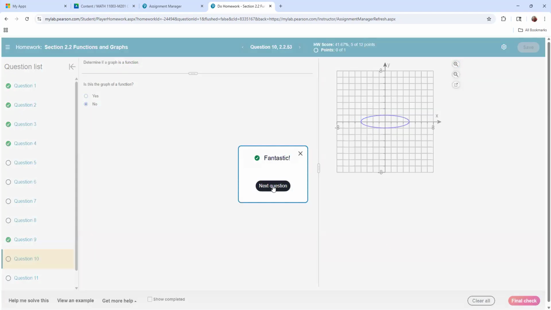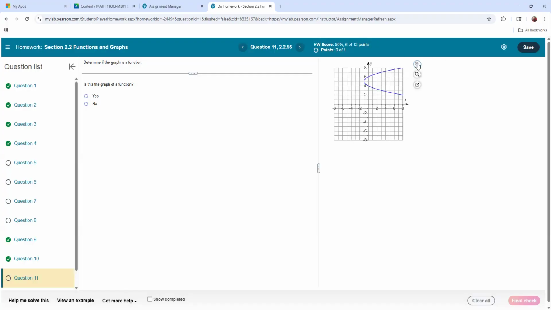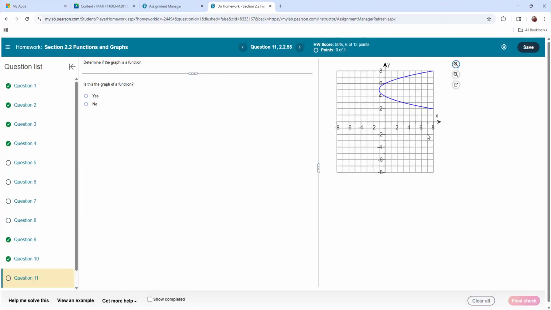All right, y'all are doing good. Let's try the next one. We'll make that bigger. All right, y'all are quick on that one. No, because it's intersected on top and bottom.